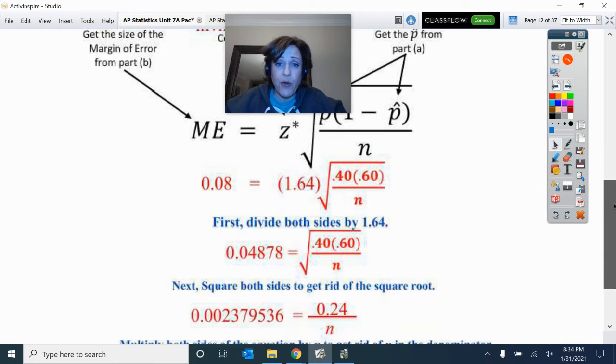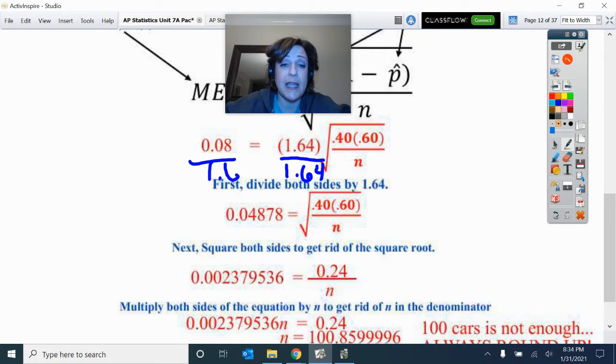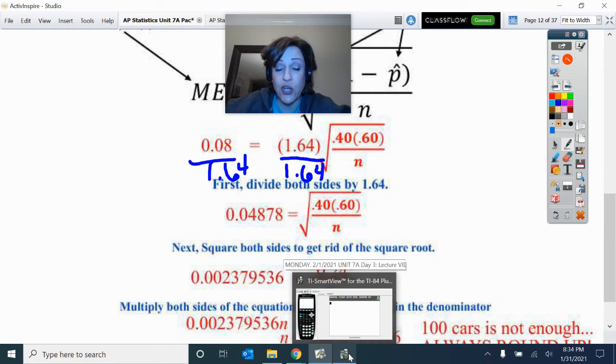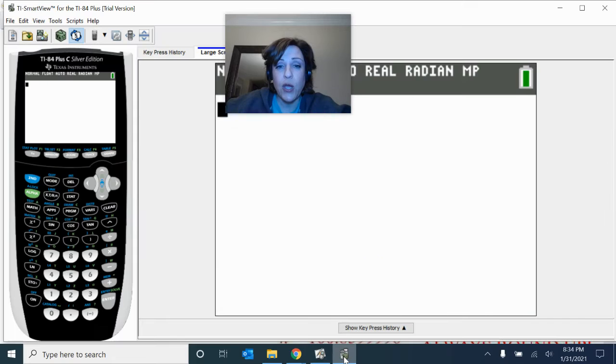Now, algebraically, the first thing that you need to do is not square. A lot of times I get people who want to square first. The first thing you have to do is divide by that 1.64. What I would really like for you to do on these problems is to leave everything in the calculator so that you do not have any rounding errors, because any little bit of rounding on these makes a big difference. So here we go. That was 0.08, and then we're going to divide by that 1.64.